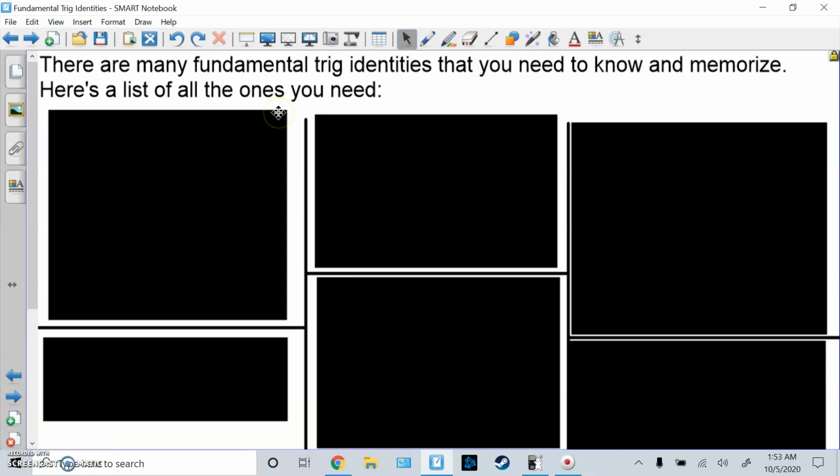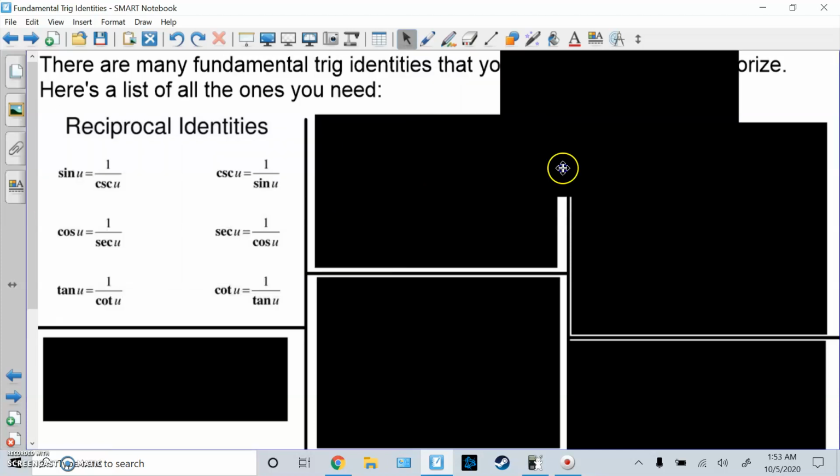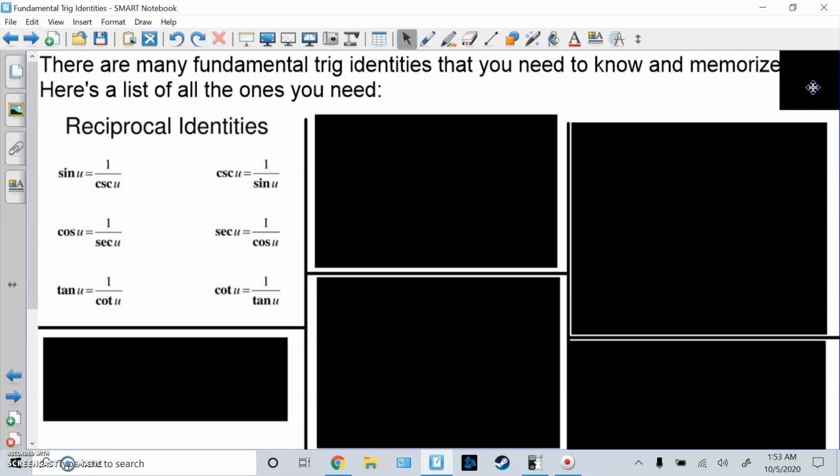So there are many fundamental trig identities that you need to know and memorize. Here's a list of the ones you need. You should already know the first ones, the reciprocal identities. Sine of theta, or x, or u, is equal to 1 over cosecant of theta, x, or u. If you solve this for cosecant, you get cosecant of u is equal to 1 over sine of u.